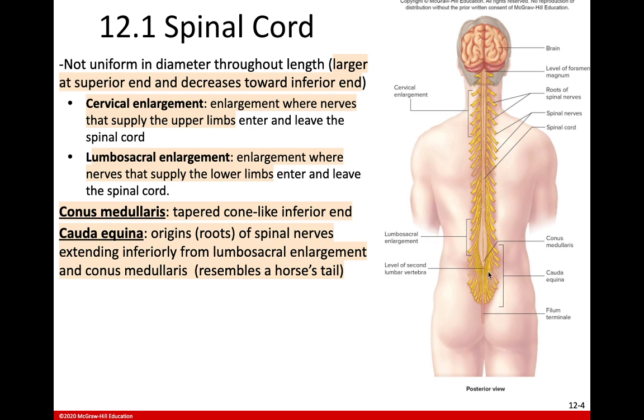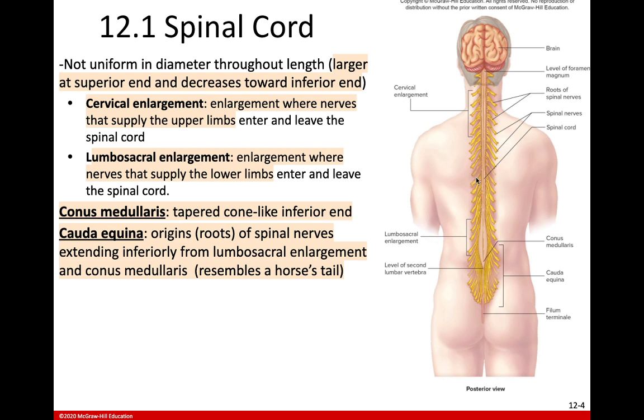So that by the time you get to the inferior portion of the spinal cord, it's pretty small because there's not a lot of nerves left, because a lot of them have branched off and left the cord as you go from superior to inferior end. So the diameter does decrease as you go toward the inferior end.